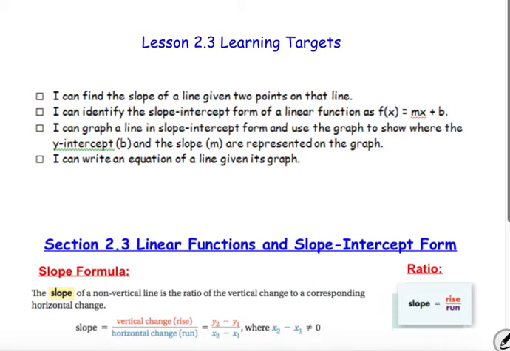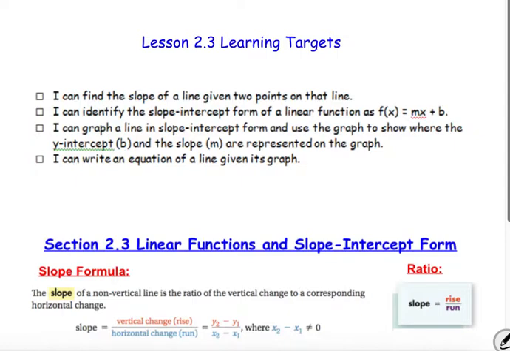All right, lesson 2.3, our learning targets. You can find slope of a line given 2 points on that line. You can identify the slope-intercept form of a linear function as f of x equals mx plus b. You can graph a line in slope-intercept form and use the graph to show where the y-intercept, your b, and the slope m are represented on the graph. And you can write an equation of a line given its graph.